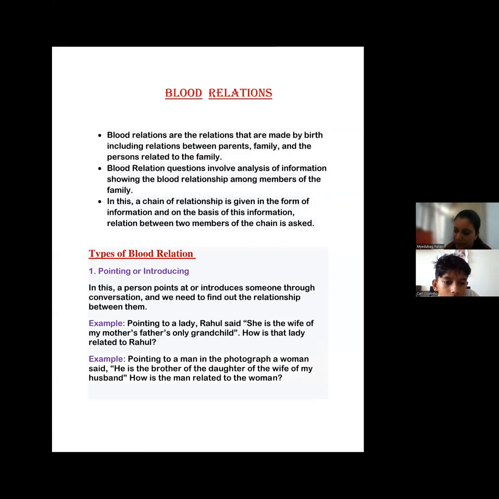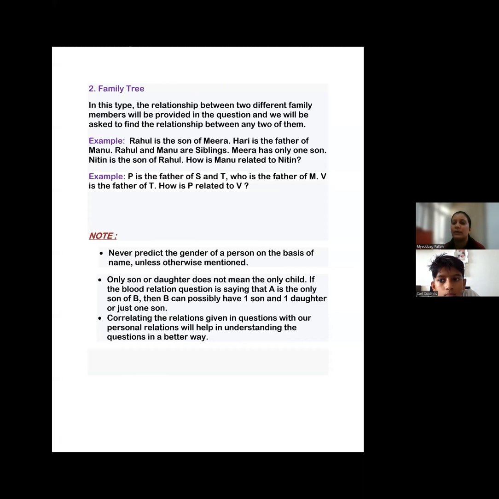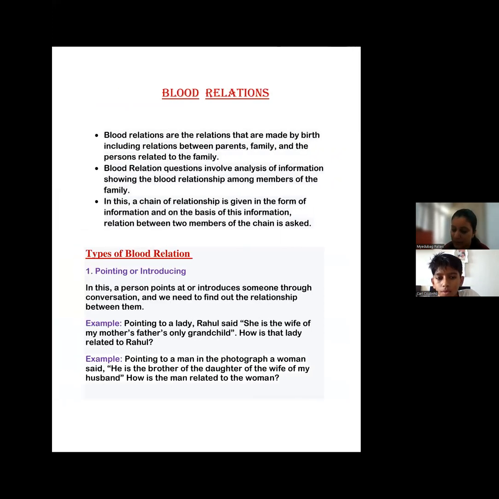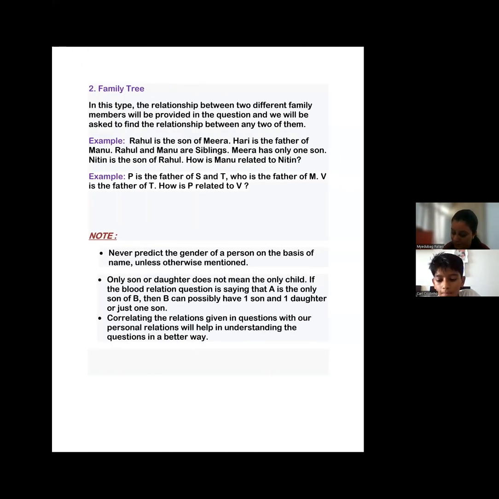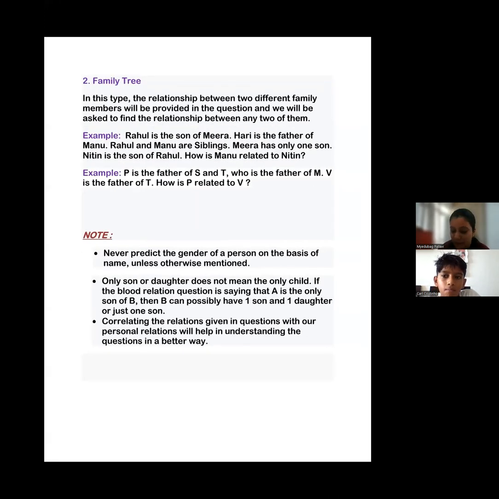There is another type of blood relation, coded blood relation, but that is one level higher, so we will not study that. These two will be enough for this stage. Got it? How questions will come? Now some important points that we have to remember.